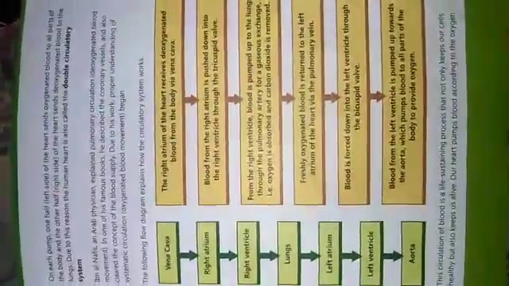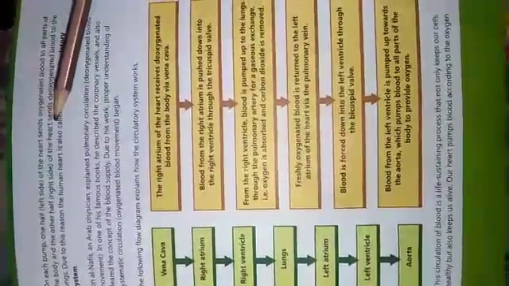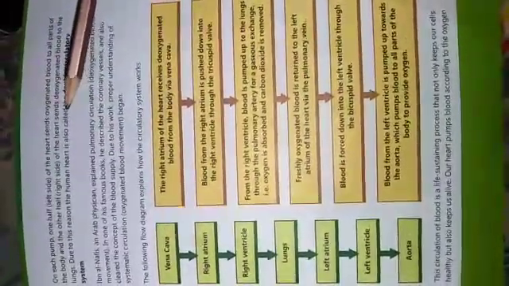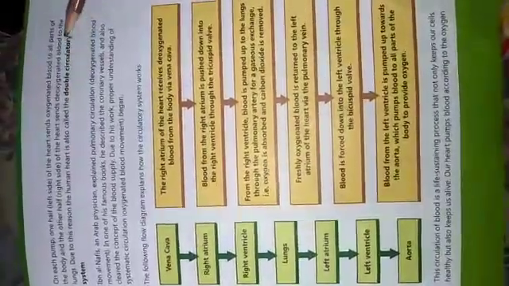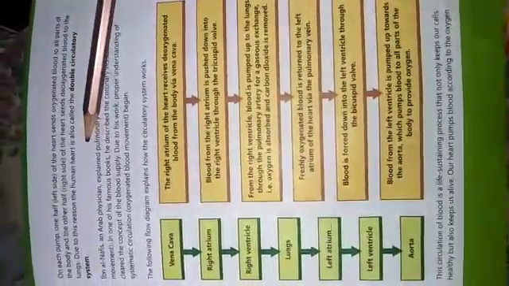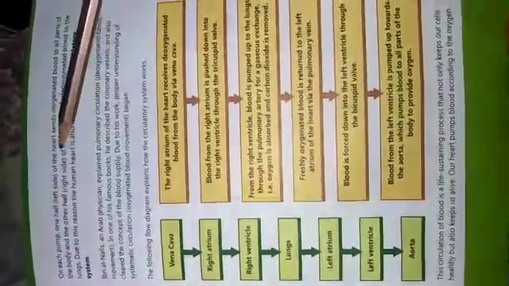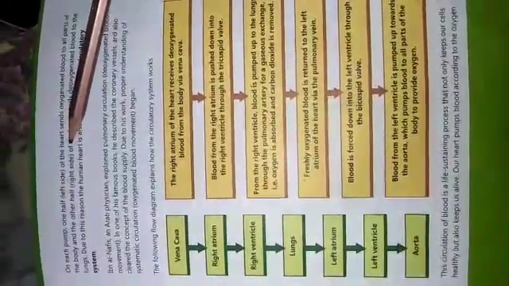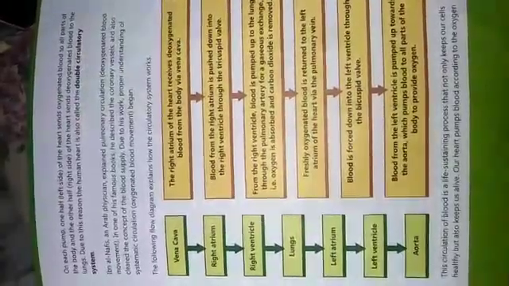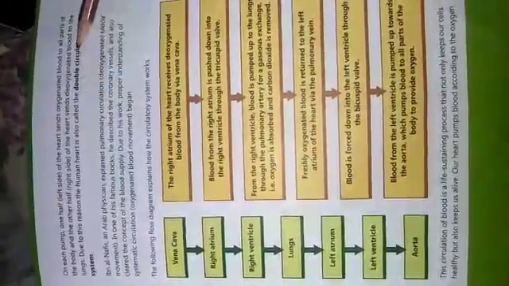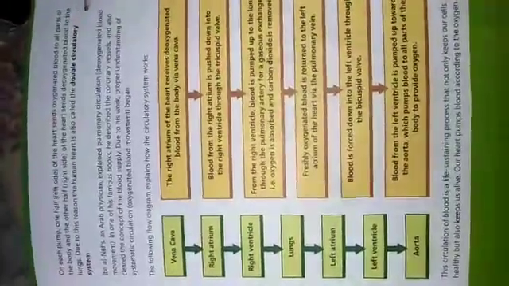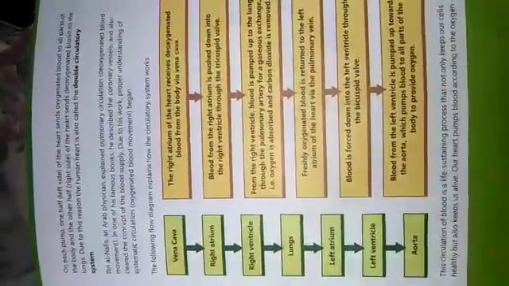Okay student, look at this page. On each pump, one half, the left side of the heart, sends oxygenated blood to all parts of the body, and the other half, the right side of the heart, sends deoxygenated blood to the lungs. Due to this reason, the human heart is also called the double circulatory system. Okay, means our left side of the heart sends oxygenated blood, but the right side of the heart sends deoxygenated blood. So that's why we call it a double circulatory system.